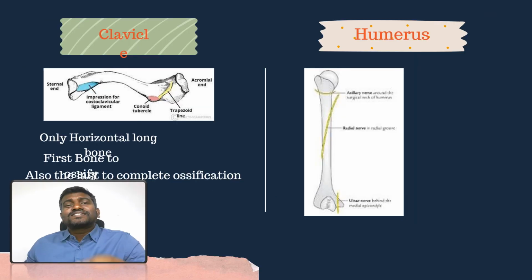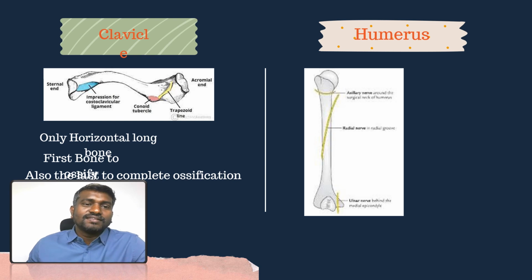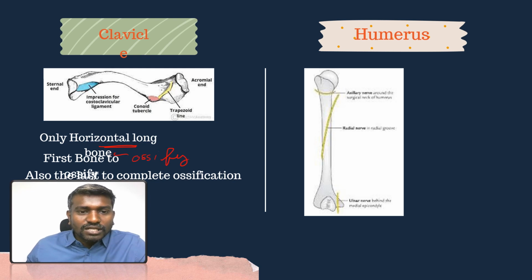Now let's try to revise some interesting and important facts about the clavicle. Remember, the clavicle is the only horizontal long bone. It is the first bone to ossify and also the last bone to complete ossification.